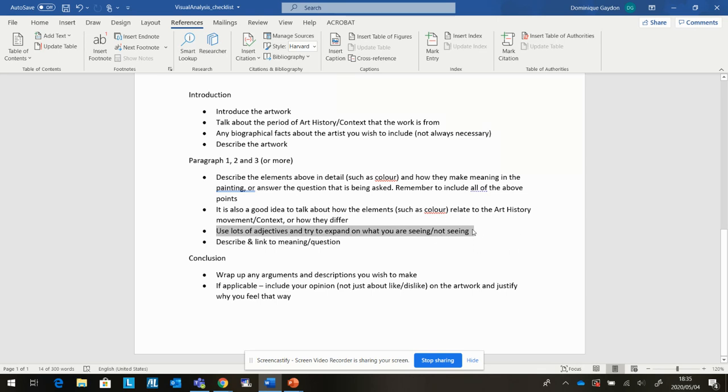Because although we are focusing on a visual medium, it's not just about what is literally seen with your eyes, it's also what is seen with your gut, with your heart, with your interpretation. So at the end of every paragraph, go back and link back to the whole point of the assignment, which is to make meaning. In your conclusion, wrap up any arguments or any descriptions that you were talking about. Make sure that everything you are saying makes sense. And then, in this case, it is applicable.